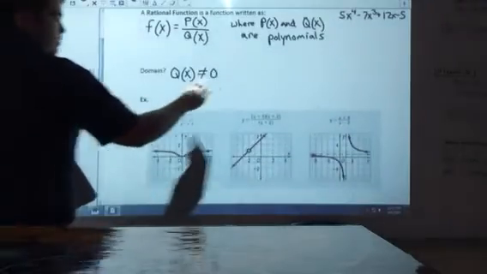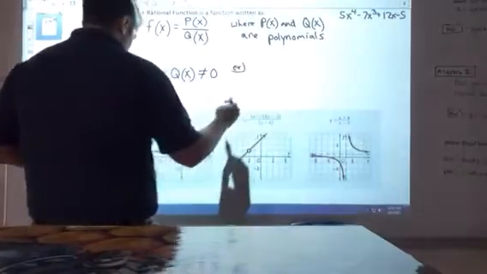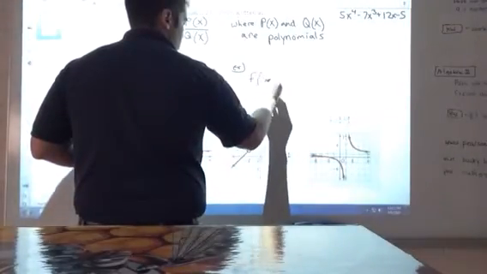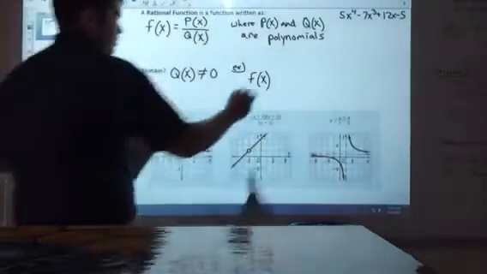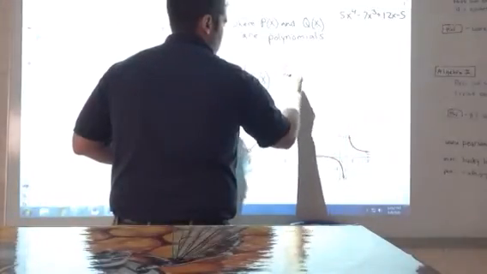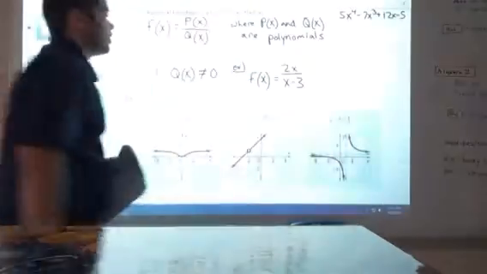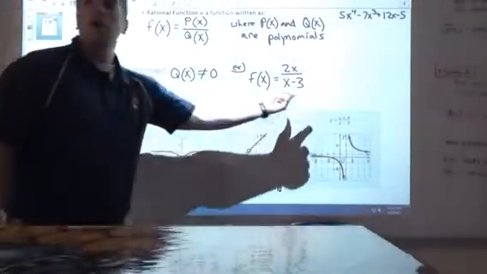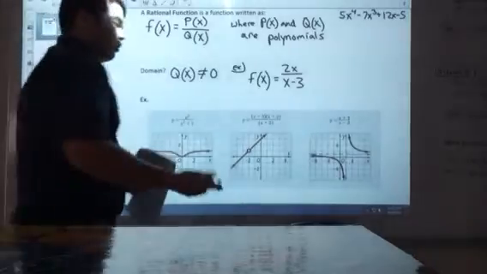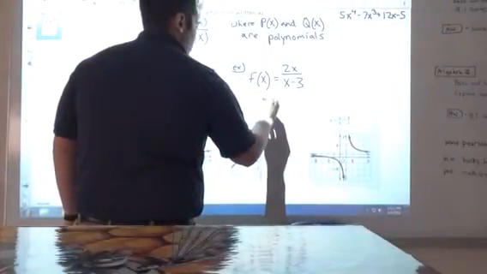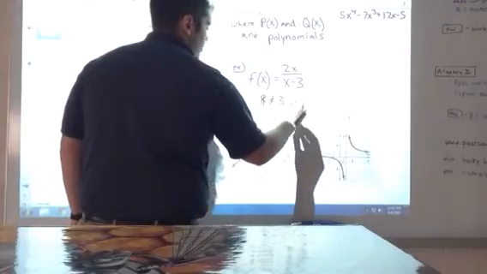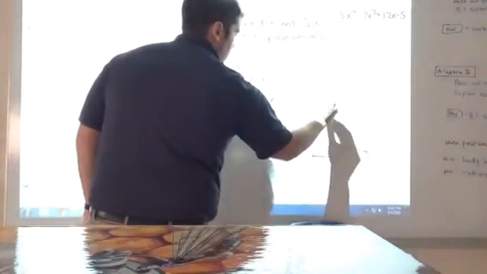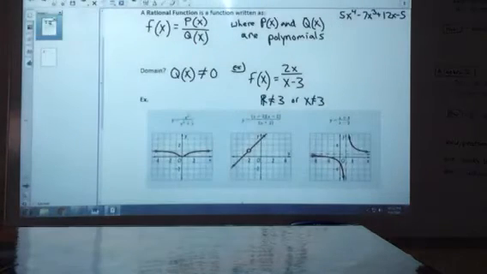For instance, let's say you have something like this. I'll do a couple small examples here. Let's go ahead and write these in. Let's say you've got f of x equals 2x over x minus 3. Again, our focus is on the denominator. The denominator here is the polynomial x minus 3. We do not want that to equal 0. So for this, our domain is all real numbers not equal to 3, or x not equal to 3. Sometimes we look at that either way.